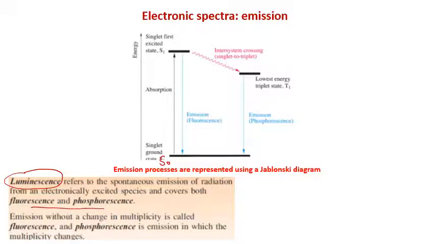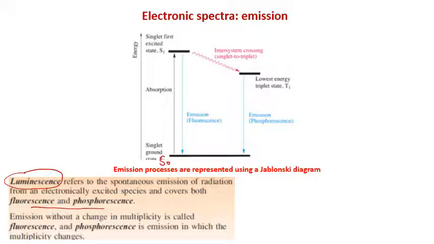So basically, the molecule absorbs the energy and goes from S0 to S1. Then when it returns, it can return in different pathways. Two of these pathways are fluorescence and phosphorescence, and collectively they are called luminescence. Now, what is fluorescence? When the molecule comes back from S1 state to S0 state without changing its spin multiplicity, it is called fluorescence. So emission without a change in spin multiplicity is called fluorescence.